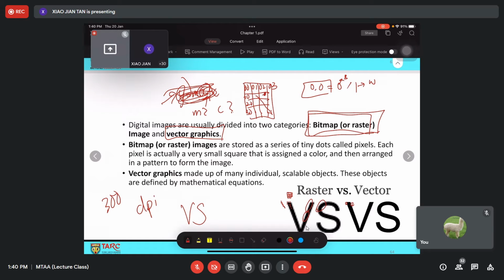All these coordinates, we call it a pixel. Each pixel is actually a very small square that is assigned a color and then arranged in a pattern to form that image. So the color depends on what type of color it is. For example, a black and white image, you will have intensity 0 or 1.